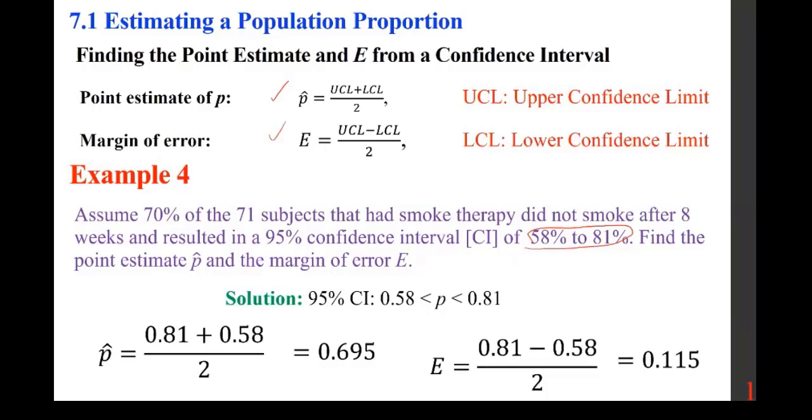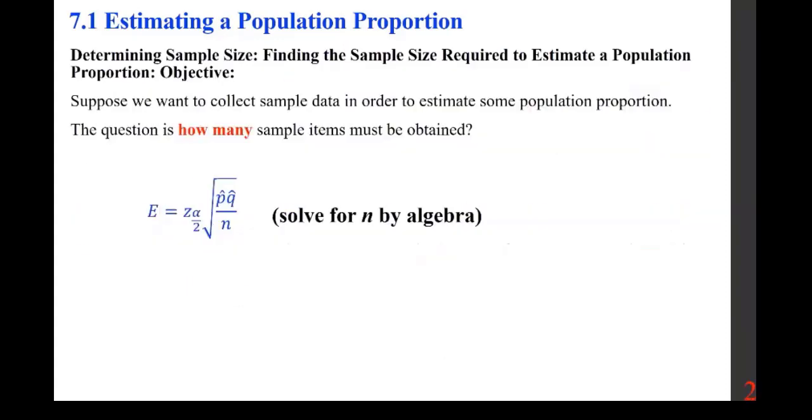The next topic that is discussed here is sample size. Suppose we want to collect sample data in order to estimate some population proportion. How many do we need? What should be the sample size, in order to be sure that the margin of error is no more than whatever we decide? So the margin of error, we don't want it to be large, remember that.